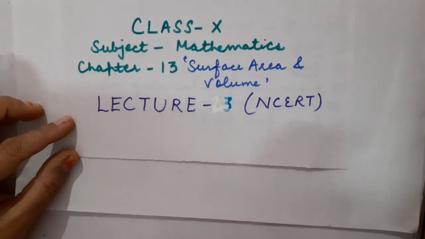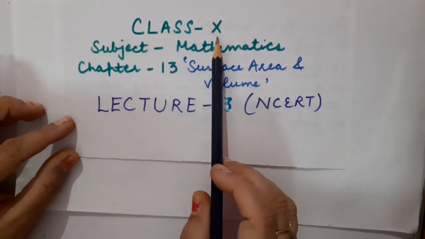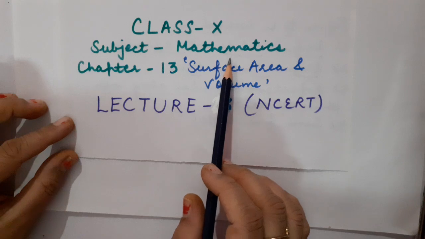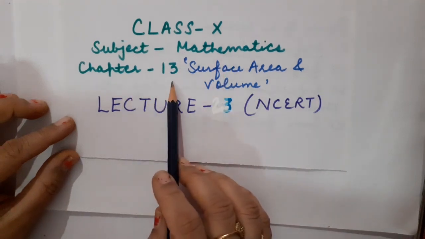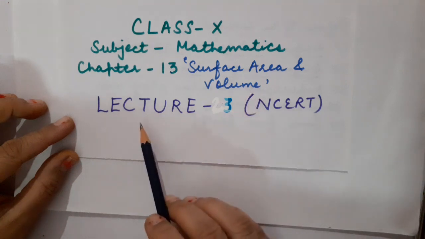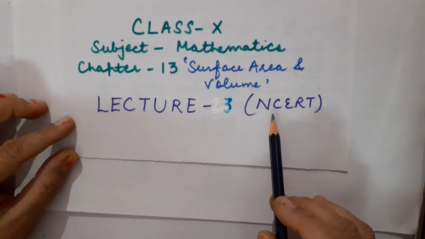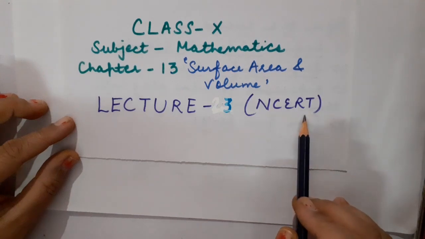So children, let us start today's mathematics class. This is class 10th, subject mathematics, chapter number 13, surface area and volume. This is lecture number 3 of this chapter, and the content I am going to cover is from your NCERT textbook.